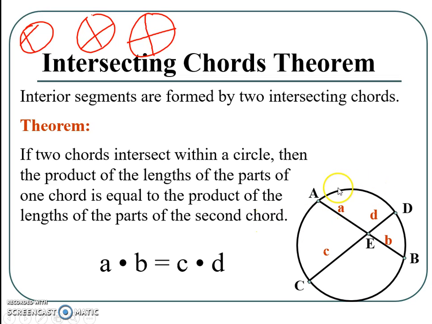So basically, you have a circle here, chord AB, chord CD. They're intersecting at E. If this is the chord AB, if you go from here to here, multiply A times B, it is equal to C times D, if they're intersecting. It has to be within the circle, inside the circle. So A times B equals C times D. This is called the intersecting chords theorem.